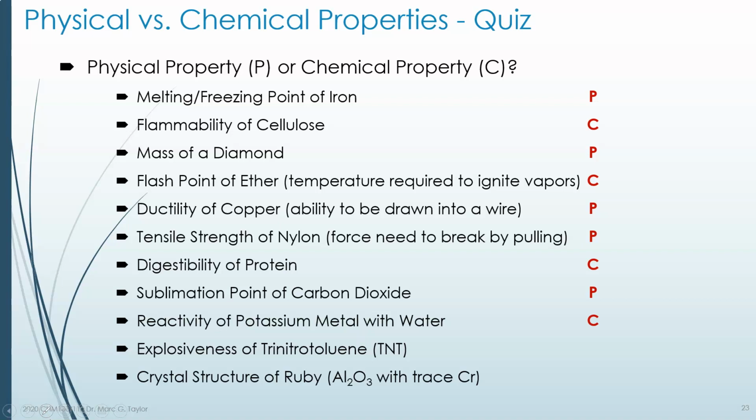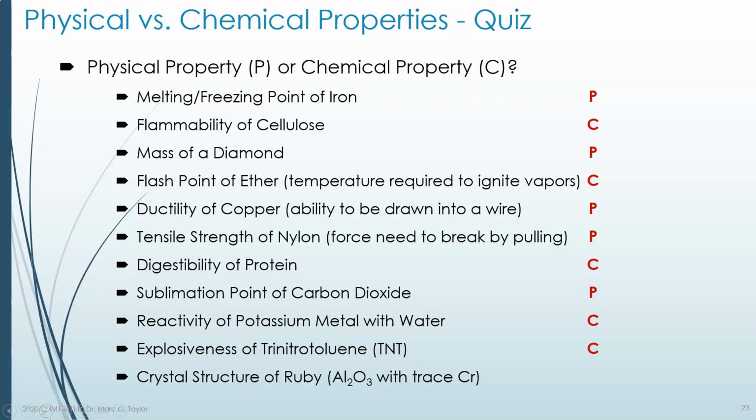Likewise, explosiveness of TNT, trinitrotoluene, is a chemical property because the trinitrotoluene, the TNT, reacts with oxygen in the air to break up into gases like carbon dioxide gas and water vapor and various nitrogen gases, and it does so very explosively in this very explosive chemical reaction. So that's a chemical property, how explosive it is.